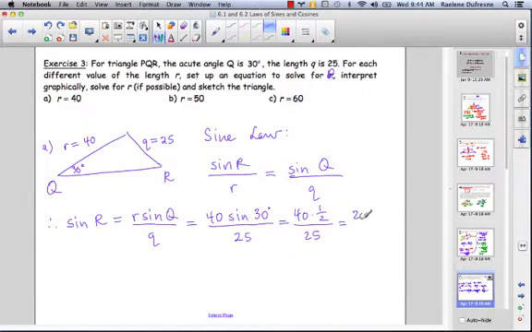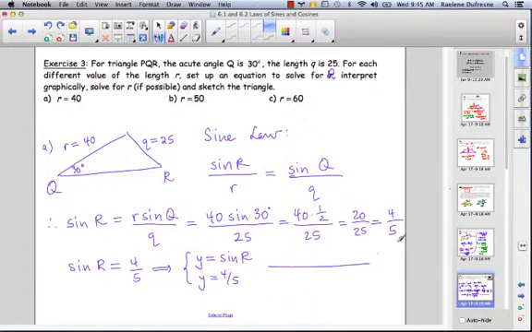So we get 20 divided by 25, and we can simplify this fraction by dividing a 5 out of the top and the bottom. So 5 goes into 20 4 times, and 5 goes into 25 5 times. What I'm asking for now is to set up an equation to solve for r. There is our equation. Interpreting that graphically says if we have the equation sine of an angle is equal to 4 over 5, then that's the intersection of 2 functions, y equal to sine r and y equal to 4/5, where r is like the x-axis.